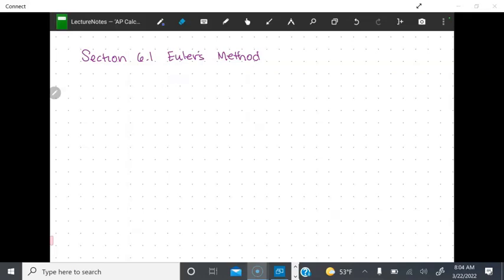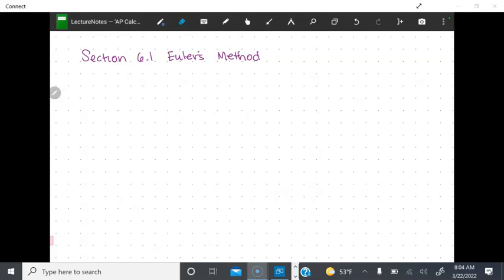But it's only 3 topics, so the unit test could still bring up some stuff from previous units, but hopefully because it's such a short unit and very focused, you'll find next Friday's unit test celebration a little bit easier than we've had. But yeah, let's do Euler's method first.